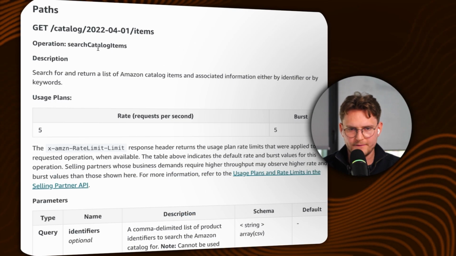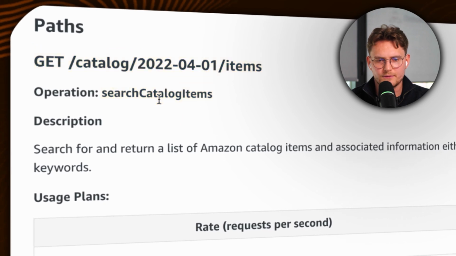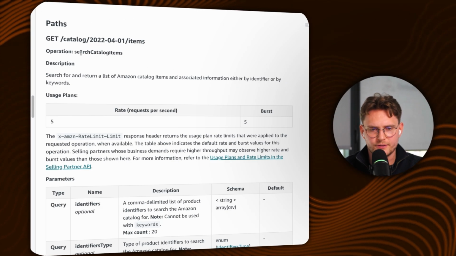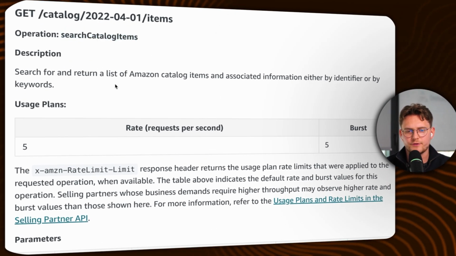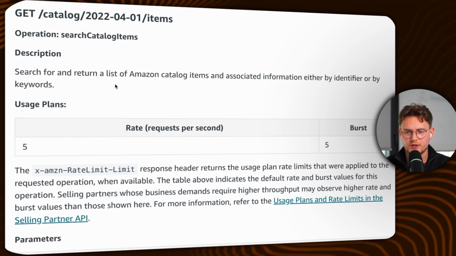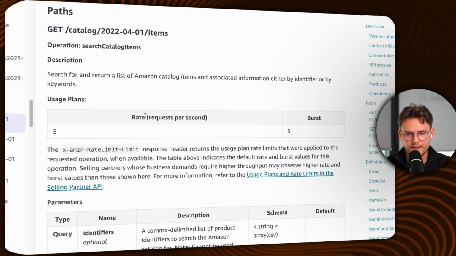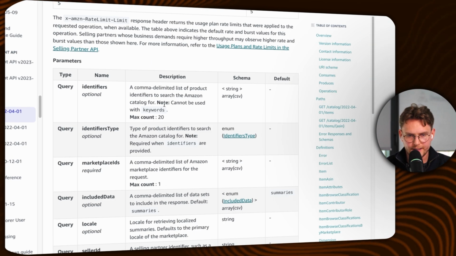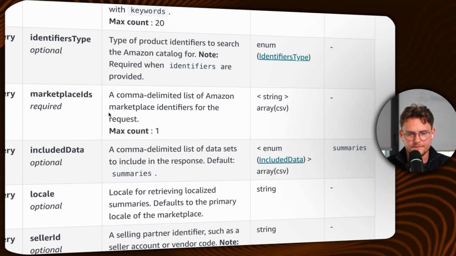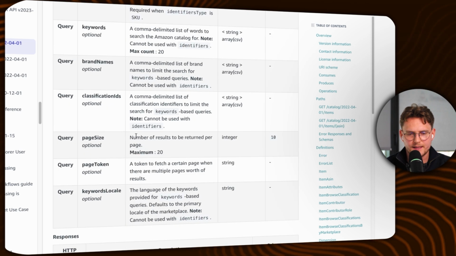Now there are two paths, pretty much the most important. So we have one over there, which is the get catalog items, and it searches catalog items. So you have different operations. The operation search catalog items, and just a short description here. What Amazon gives us is search for and return a list of Amazon catalog items and associated information either by ID or by a keyword. You see here the rates. Per second you can do 5, and the burst is 5. There are a lot of different arguments that you can pass here. So like, included data, locale, seller ID, keywords, brand names, and much more.